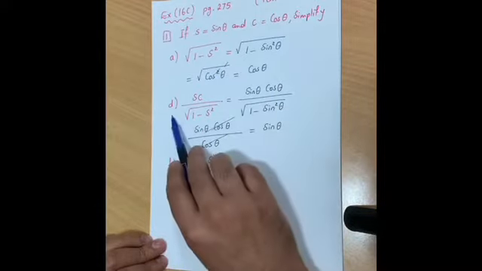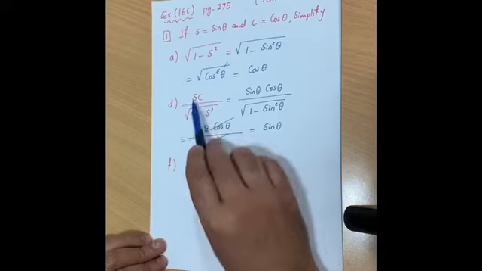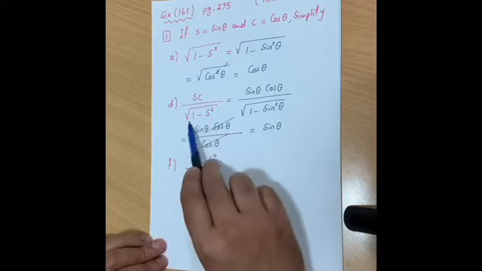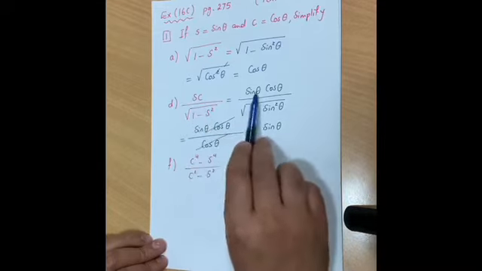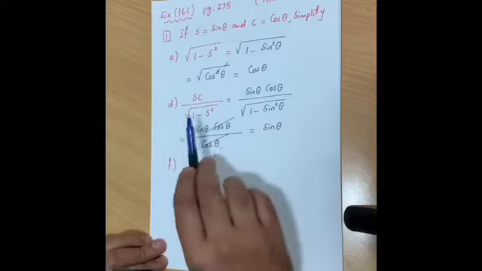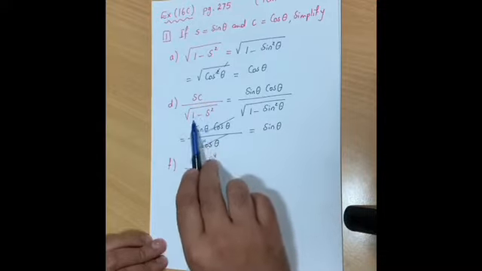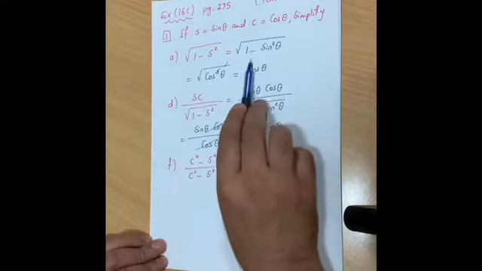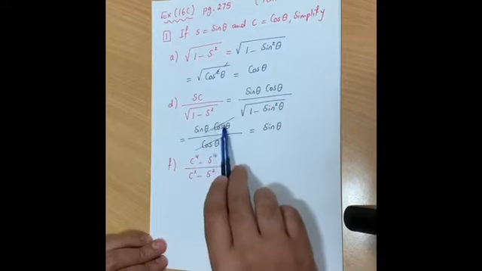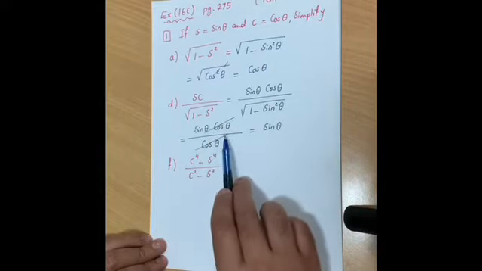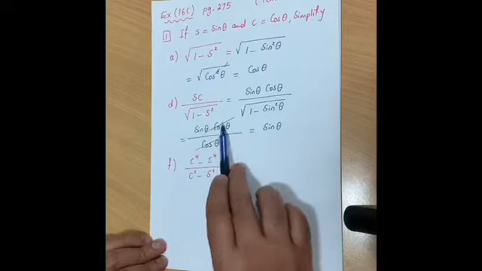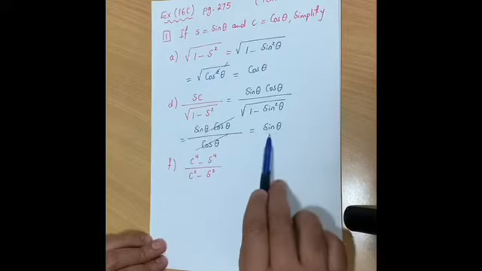Simply. D, it has the same idea. SC over square root of 1 minus s squared. S is sine, C is cosine, square root of 1 minus s squared. We did that in the previous question, which is equal to cosine. So sine cosine over cosine. Cosine cancels cosine. Cosine divided by cosine is equal to 1. So only sine theta left.